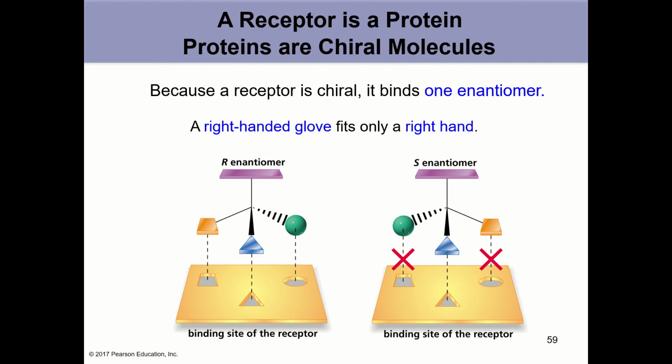A protein or an enzyme is a receptor of chiral molecules. I tried to explain this in the earlier slide. Our enzymes have what we call lock and key mechanism. They have a specific configuration of the substrate binding pocket that only certain shaped molecules fit into the pocket. So the R enantiomer can fit into the binding site because the atoms are in the right configuration.